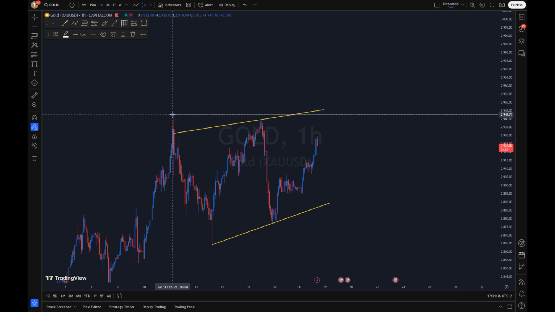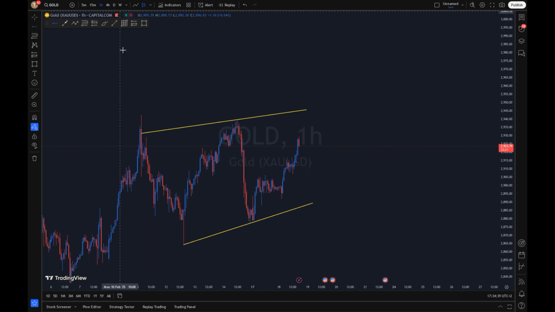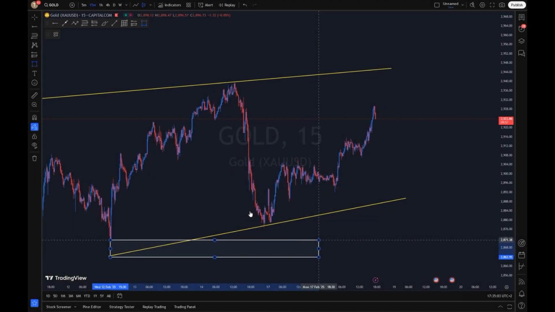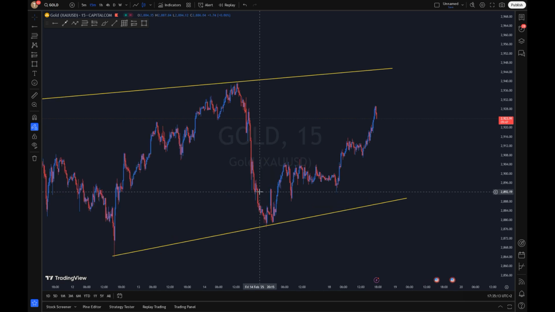You got it? And then what I did guys, I went to the 15-minute time frame to identify my structure. To identify the structure. And then guys, on the 15-minute time frame, I saw that, I was zooming in.